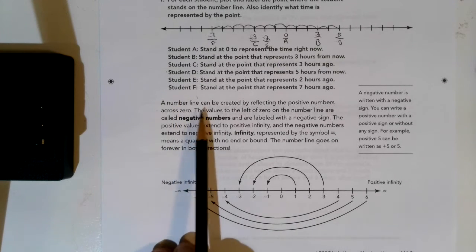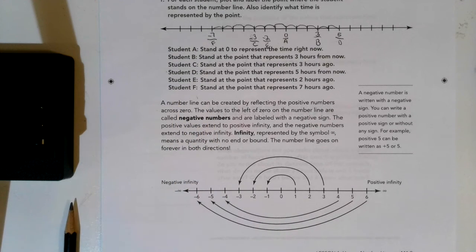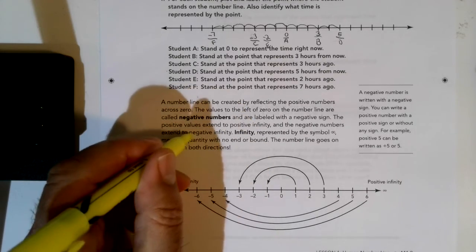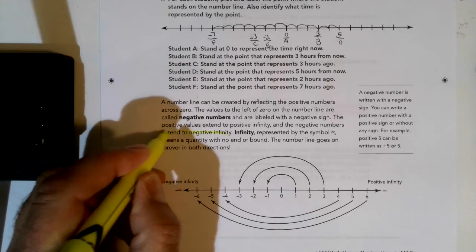All right. A number line can be created by reflecting the positive numbers across 0. The values to the left of 0 on the number line are called the negative numbers. Again, it's just like subtracting. We go to the left if we subtract. We're subtracting, we're taking numbers away. If we have negative numbers, we go to the left of 0. The positive values extend to positive infinity, and the negative numbers extend to negative infinity. So I'm going to go ahead and highlight some of this.